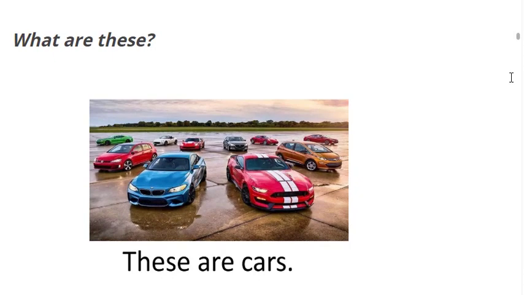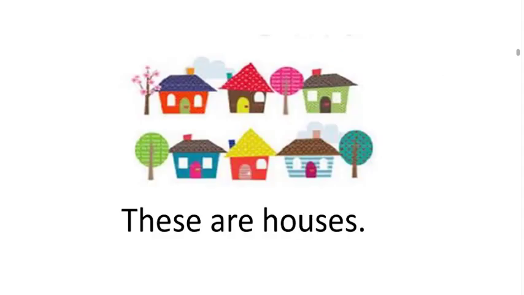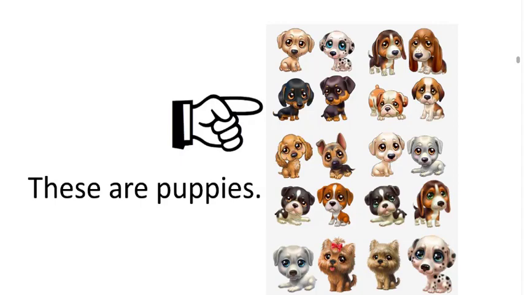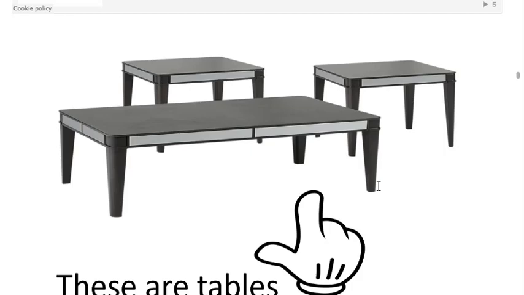What are these? These are cars. What are these? These are children. What are these? These are houses. What are these? These are puppies. What are these? These are sandwiches. What are these? These are tables.